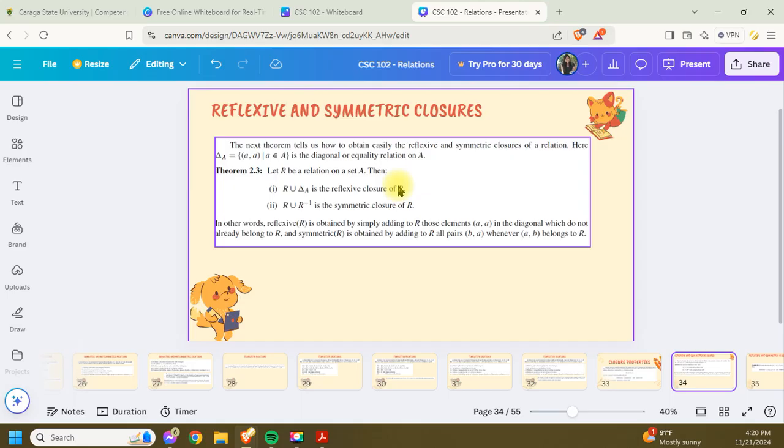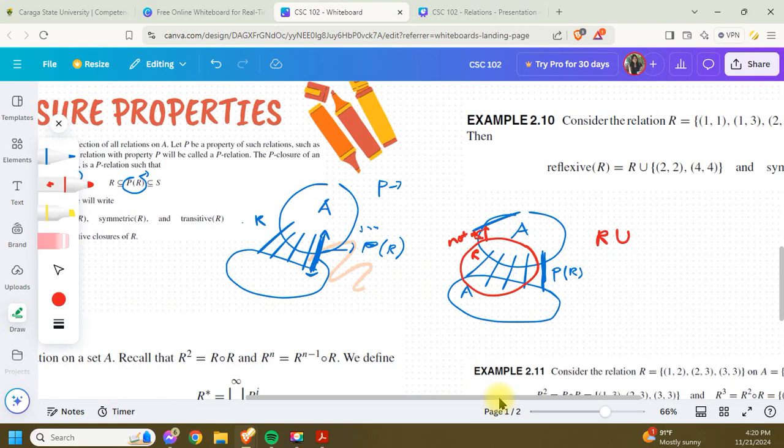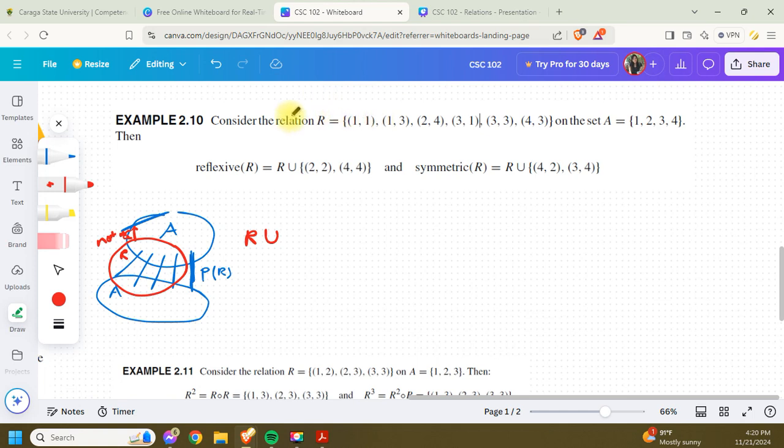So first, the meaning of closure. Basically enclosing or adding, no? So adding here the symmetric properties of R so that it becomes a symmetric relation. Just a simple example here. This one, relation R1 to 3 from set A. Now we wanted to include the symmetric property on this set. So we included 2, 2, and 4, 4 to make this reflexive. So we enclose the reflexive property here, 2, 2, and 4, 4, to make this relation symmetric.